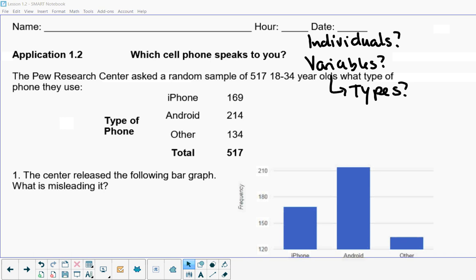Now, anytime that you're given a situation, right, like we've done the previous days, you want to pause and say, well, who are the individuals? What are the variables? And what types are they? So let's pause now and kind of the upper right-hand corner of your paper, why don't you write who you think the individuals are, the variables, and the types, and we'll check and make sure we're on target.